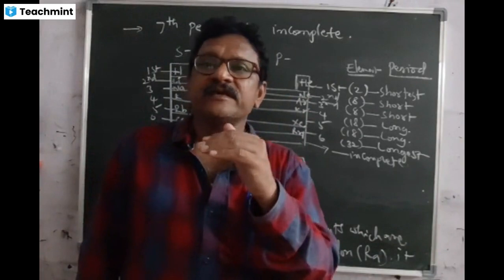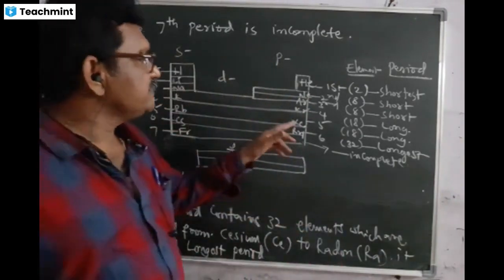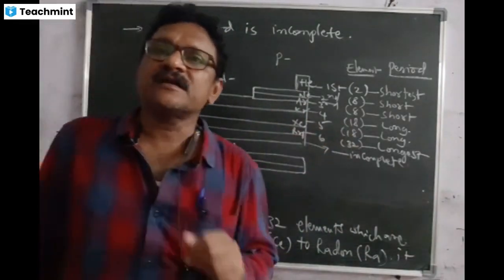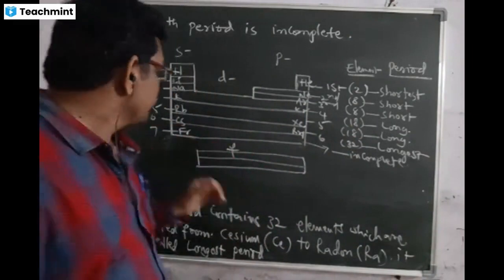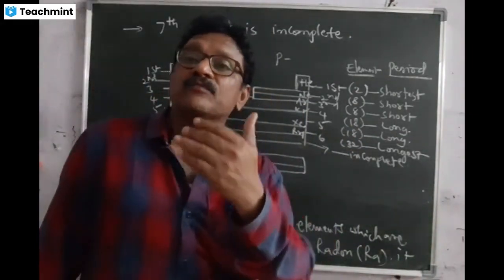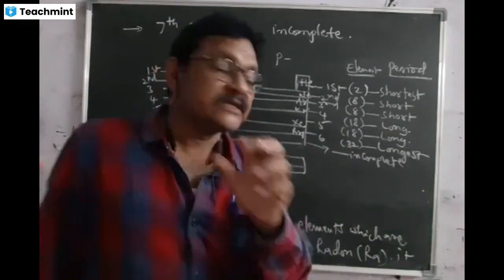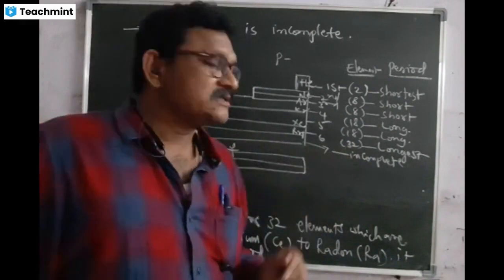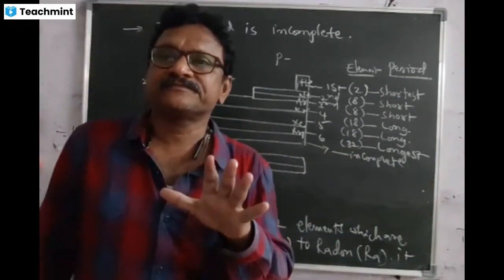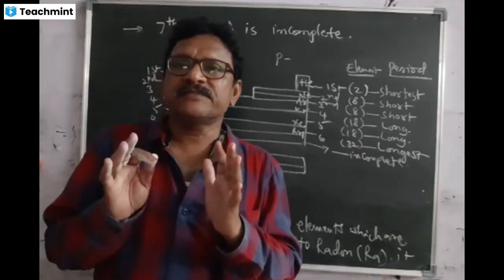In the same way, fourth and fifth periods have 18 elements. Those are called long periods. And the sixth period has more elements, that number is 32. That's why the sixth period is called the longest period. When it comes to the seventh period, that is an incomplete period.